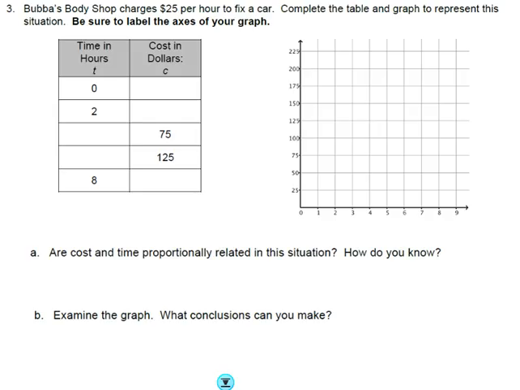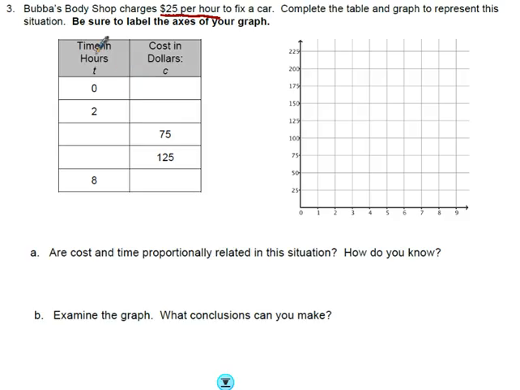Now, whenever I see word problems like these, I always try to underline the important information. Here, I think this is a math problem, so the number should be important, and it says per hour. That is a unit rate, and that's going to help us do something for this problem. So if it's $25 per hour to fix a car, let's try to fill out this table first.